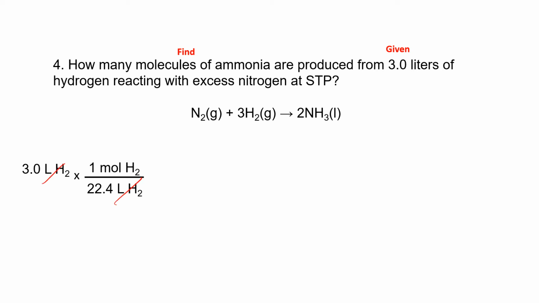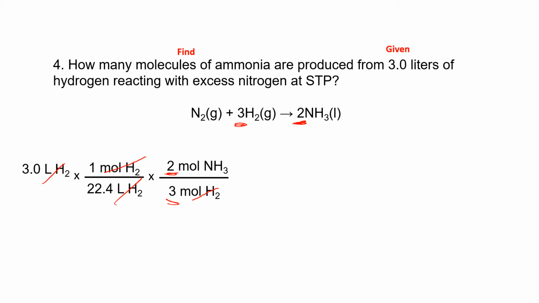In our next step, we want to get from moles of hydrogen gas to moles of ammonia. And so to get from hydrogen to ammonia, we use the mole ratio. So this 3 comes from the coefficient in the balanced chemical equation for hydrogen gas, and then the 2 comes from the coefficient for ammonia in the balanced chemical equation. So moles of hydrogen gas cancel.